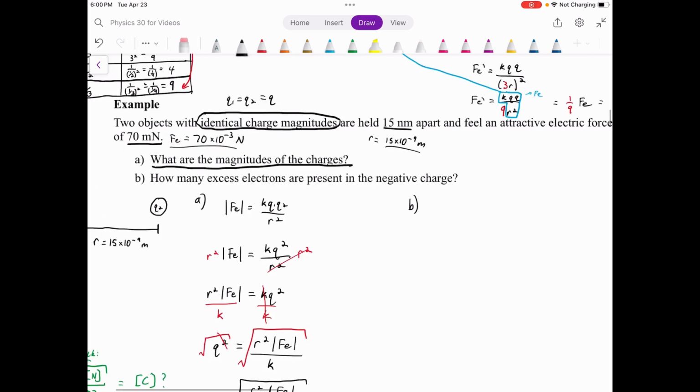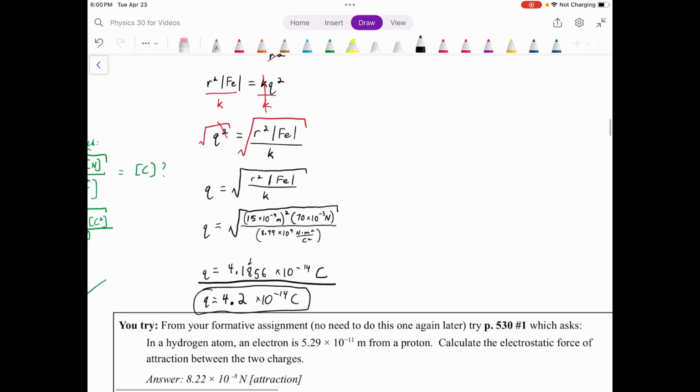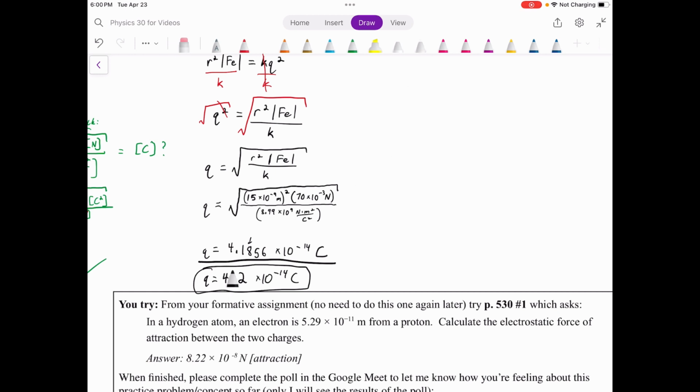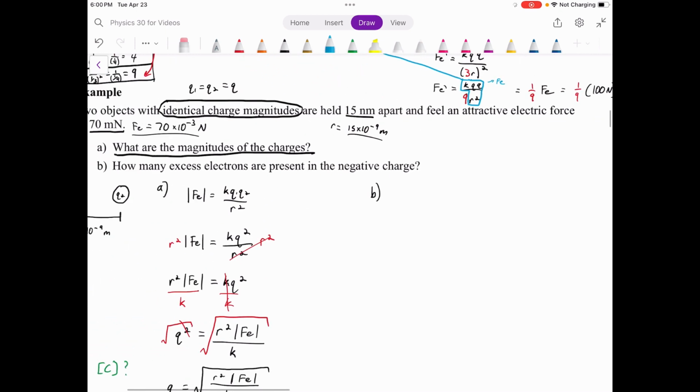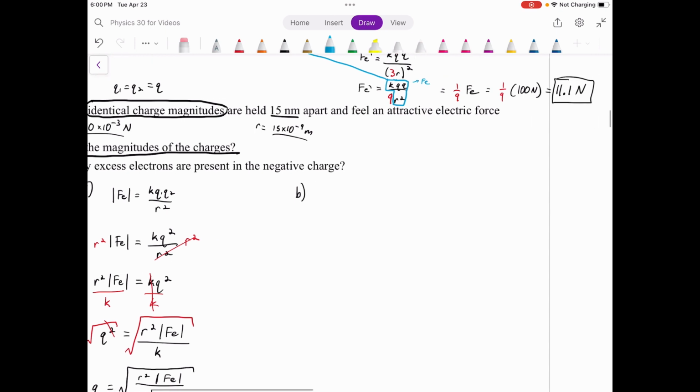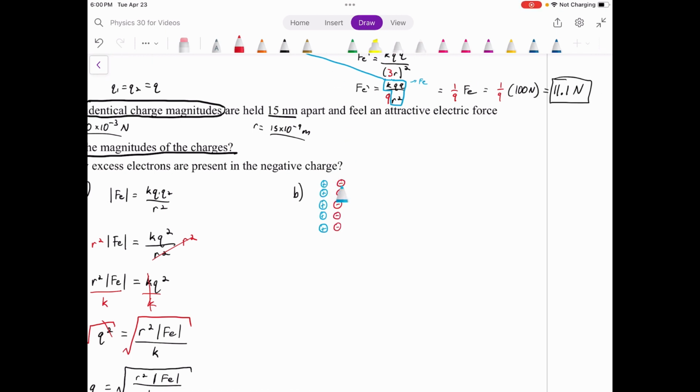Now B asks us how many excess electrons are present in the negative charge, right? Well, we now know what its total charge is. Each of them has this as its charge. And remember from the previous lesson, we know the charge of an electron. So again, it's that thing of protons and electrons just cancel each other out, right? These have a charge of positive 1.6 times 10 to the negative 19 coulombs. These have a charge of negative 1.6 times 10 to the negative 19 coulombs. So overall, this object would be neutral. How it gets a charge is by having more electrons than protons, right?